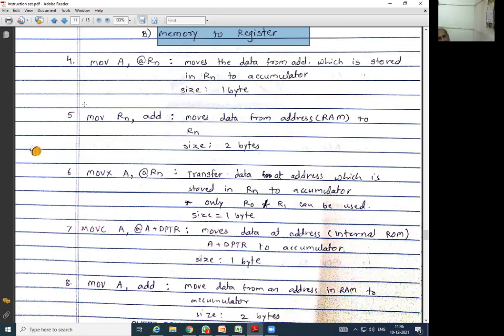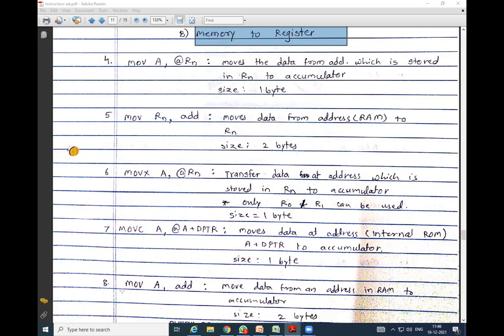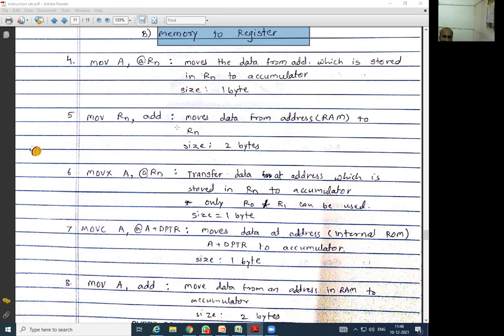The next one is MOV Rn, address. What is it doing? It moves the data from the address, that is of RAM definitely, to Rn. जो काही त्या पर्टिक्युलर ऍड्रेस जो इथे दिलेला आहे ADD च्या ठिकाणी, त्या ऍड्रेसवरचा डेटा Rn, may be from R0 to R7 again. So the data is going to be transferred there.